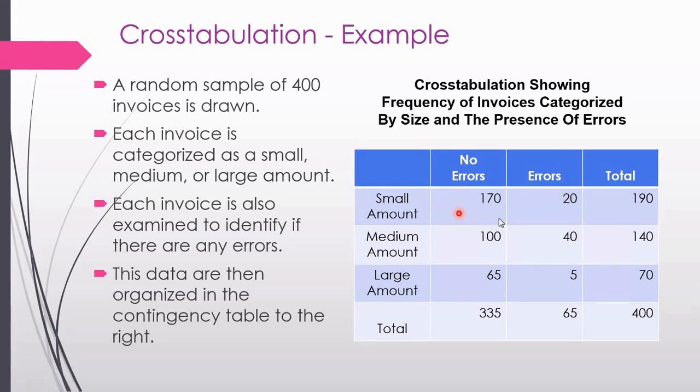These are the frequencies. The 170, 20, 100, 40, 65, 5 are the frequencies. We are asking whether the invoices have errors or not. That is the actual variable. If they have errors, then here we put the tallies. If they don't have errors, then we put the tallies here. So here, we can't compare. Only the answers are yes or no.